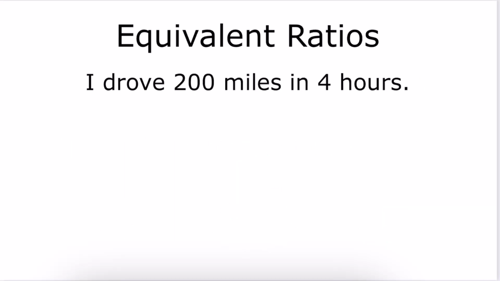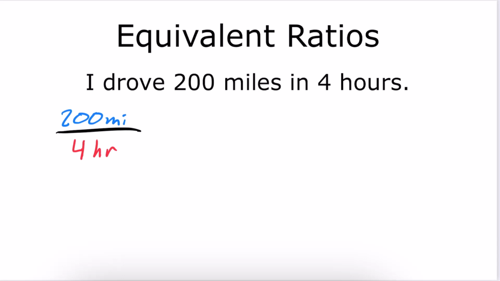Now let's talk about equivalent ratios. If I had the statement that I drove 200 miles in 4 hours, I could write this as a rate, and I could say that I'm driving 200 miles for every 4 hours. I'm going to write this as a fraction, but you could also use any of the other notations as well. This ratio is telling me the multiplicative relationship between the distance that I drive and the amount of time that it takes me to drive that distance. Technically, I should call this a rate because the units are different.